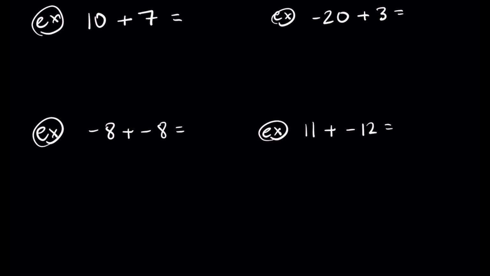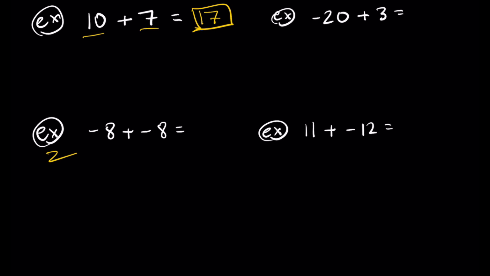All right, so 10 plus 7. Well, both of those numbers are positive. So I'm just going to add the numbers. So 10 plus 7 is 17, and keep the sign the same. So 10 was positive, 7 was positive, so 17 is going to be positive.